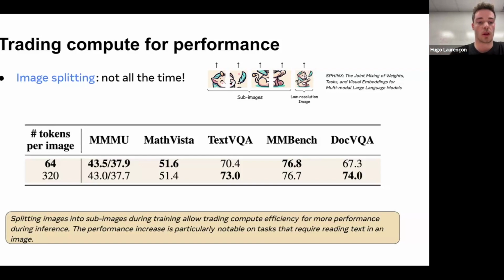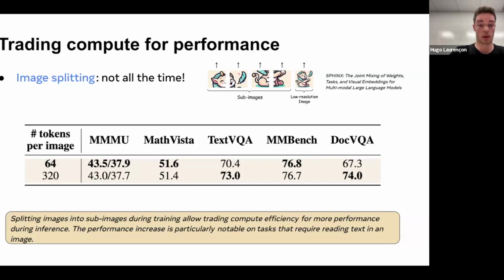So for example, let's say we have 64 tokens after our perceiver resampler. Let's say we have 64 tokens to encode each image. Imagine if we decide to apply this image splitting strategy by always splitting an image into 4 sub-images plus adding the original image with a lower resolution, then you end up with 320 tokens. And then we wanted to see if having 320 tokens instead of 64 was beneficial for certain tasks. So this is what we did.